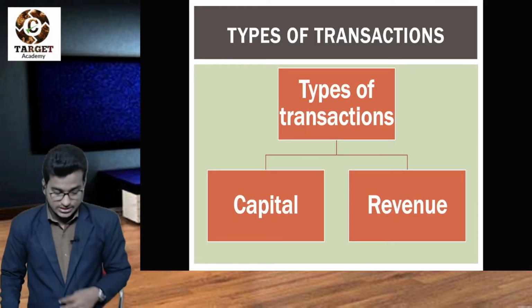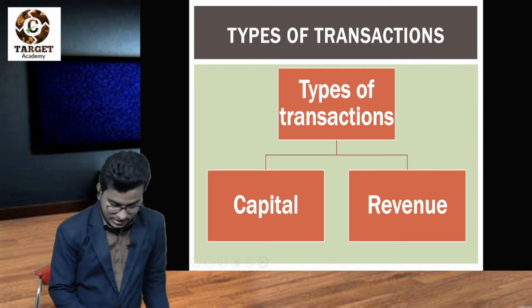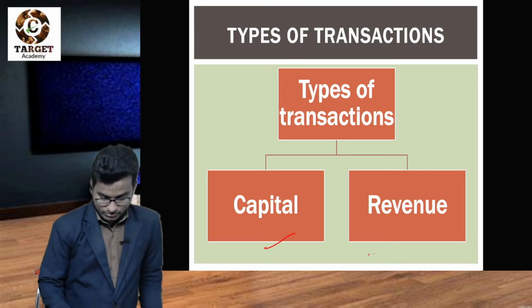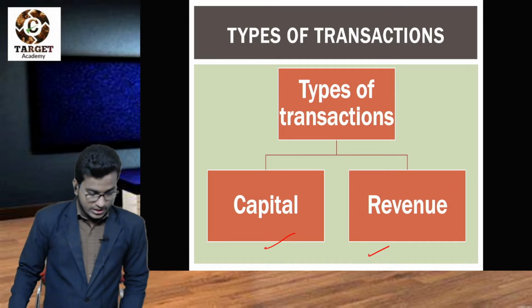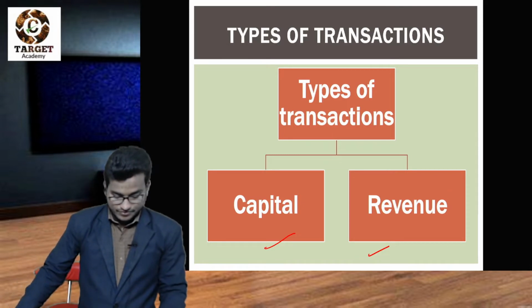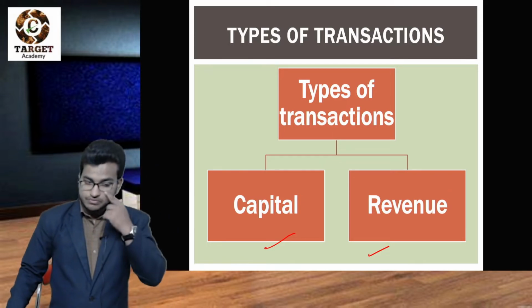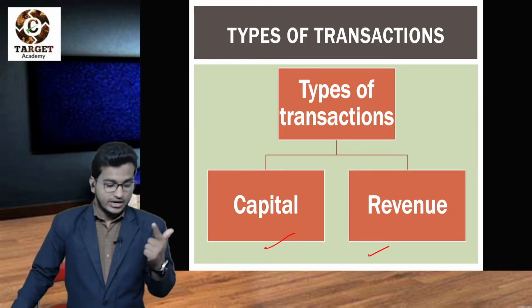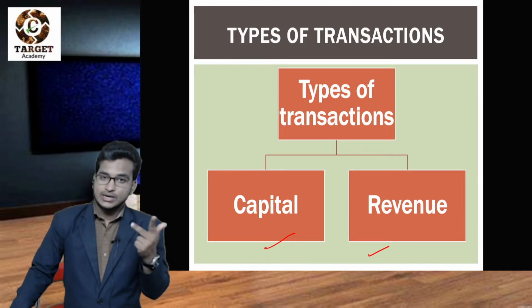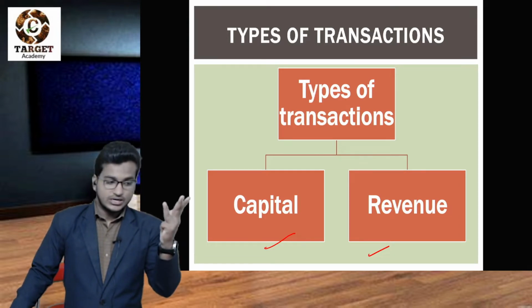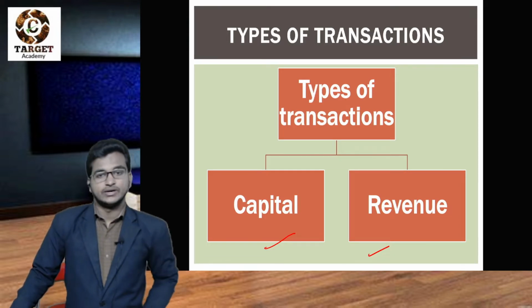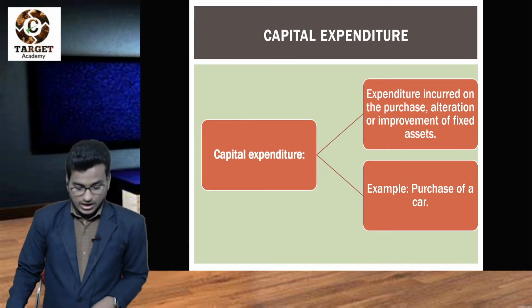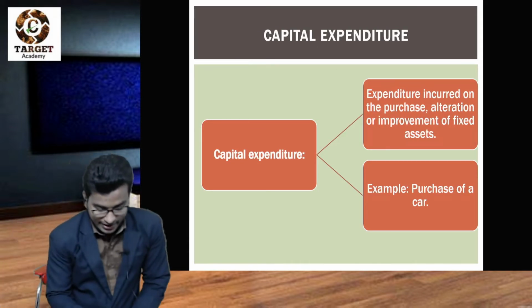Types of transactions: capital transactions, revenue transactions. Then there are 5 important concepts. First one, capital expenditure, revenue expenditure, capital receipt, revenue receipt, deferred revenue expenditure. Under that, first one, capital expenditure.